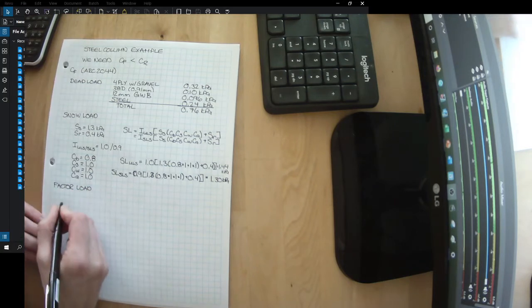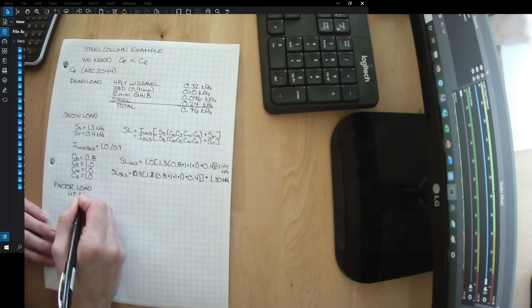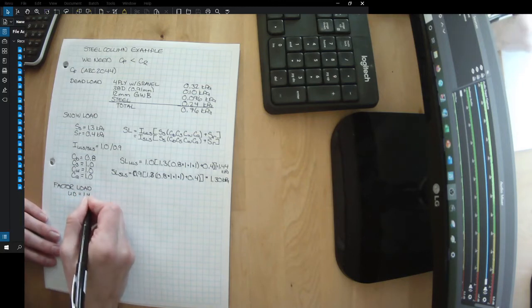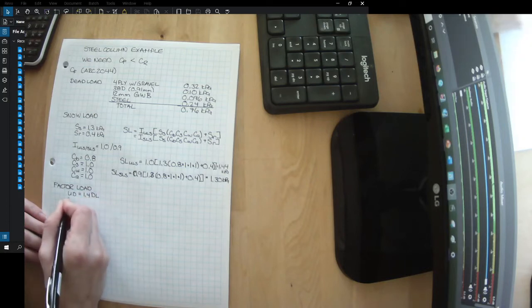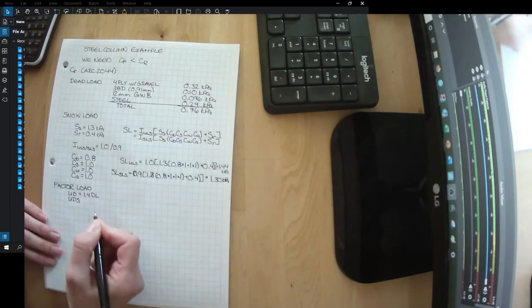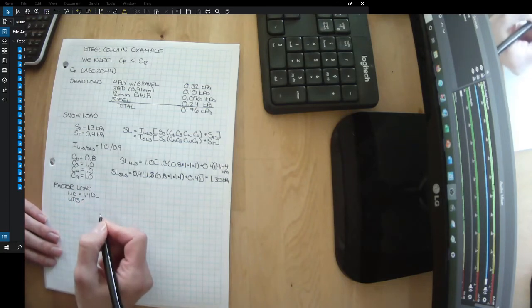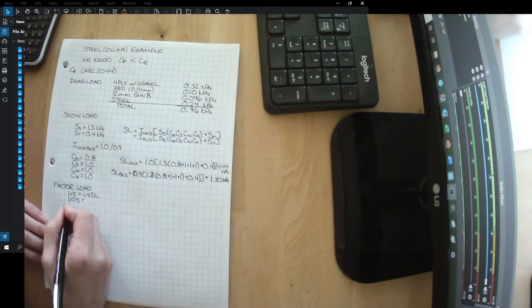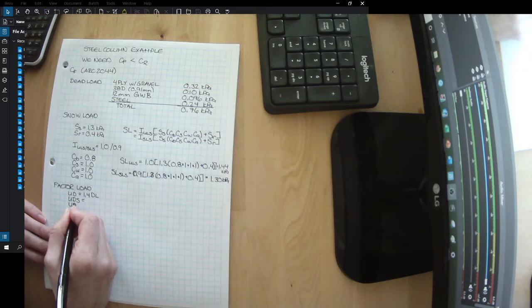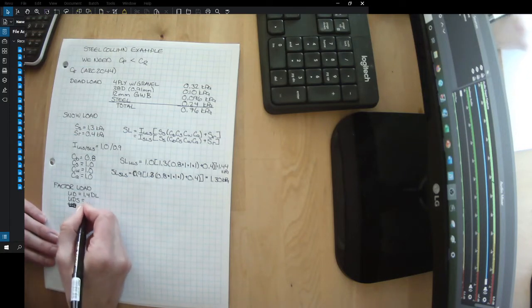We can factor our load now. We have a few different load combinations we need to worry about. Our 1.4 times dead load, ultimate dead snow. We don't have a live load, so we're not going to worry about it. We could go through it if we wanted to. So I'm just going to calculate this out.